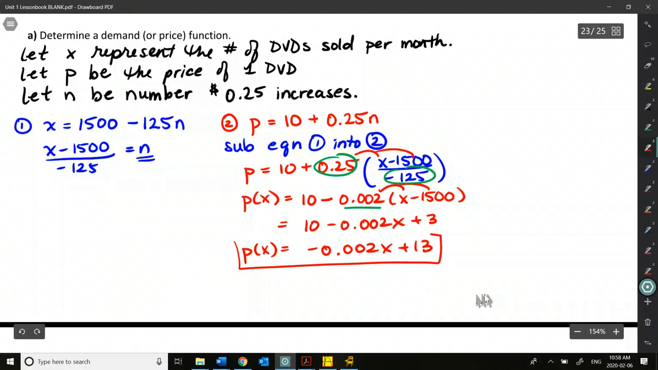Should that very first line be PX? Yeah, you can write P at X if you want.